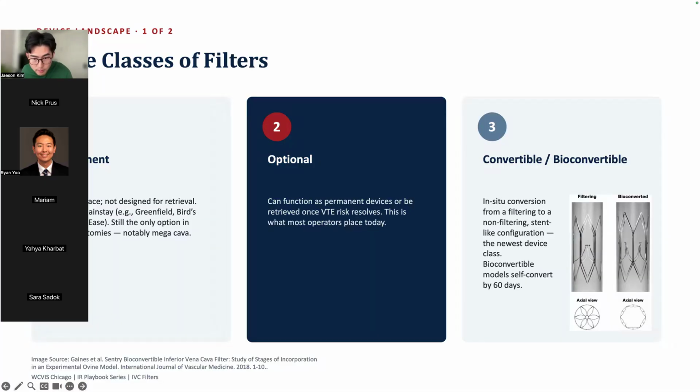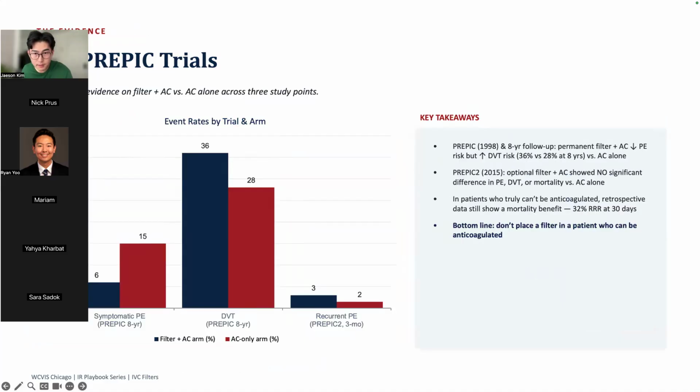Yeah, thanks for that question. Let me go back to that slide. So for the first set of PREPIC trials, they used permanent filters. And again, they figured out that having filters in for a long time actually increases the risk of DVTs. The reason is, if you learned about the Virchow triad in medical school, the causes of clots are three things: stasis, hypercoagulability, and endothelial damage.